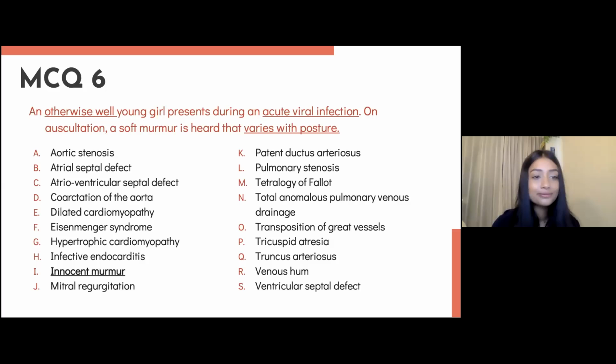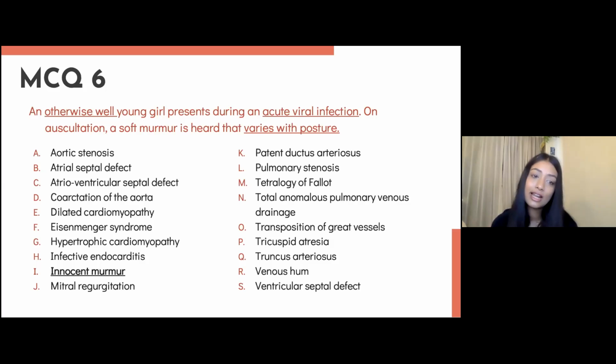Usually, in most congenital heart diseases, there is some component of failure to thrive or hypoxia, they're presenting with TET spells, things like that. So this is a very well child, no other symptoms at all, and they're presenting during an acute viral infection. This can be a time where innocent murmurs or just flow murmurs are heard more loudly, because of the increased cardiac output requirements during an acute illness, and that can accentuate the flow murmur. So that's a buzzword as well.